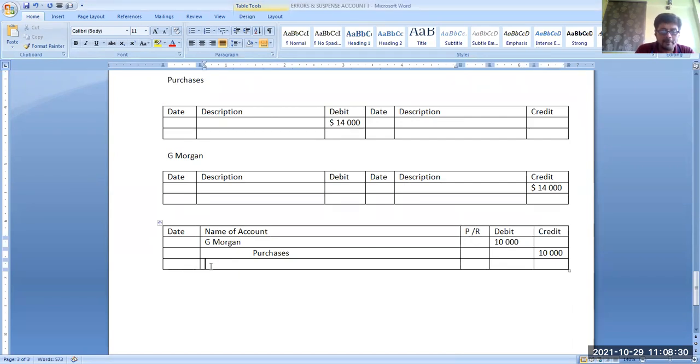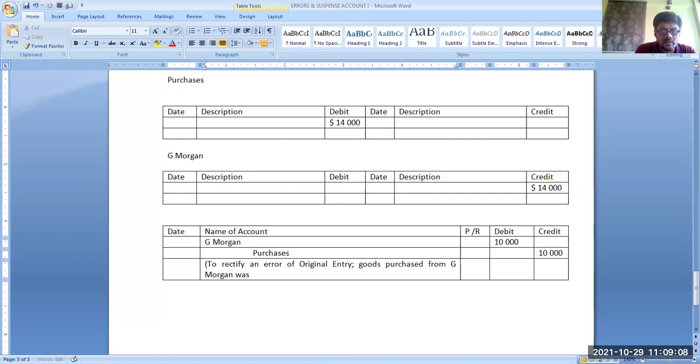That's a narration. To rectify an error of original entry, goods purchased from G. Morgan for $2,000 was recorded, and this is the addition.